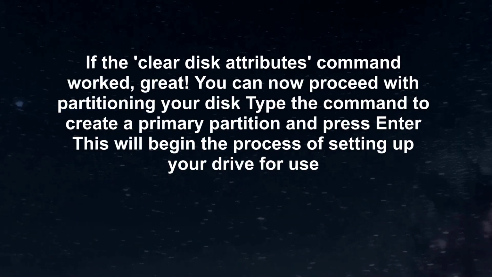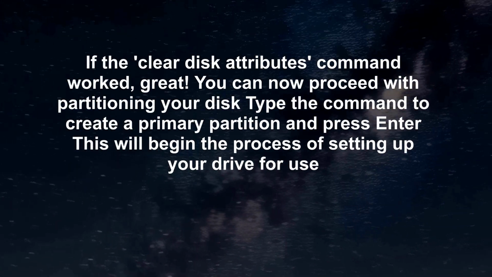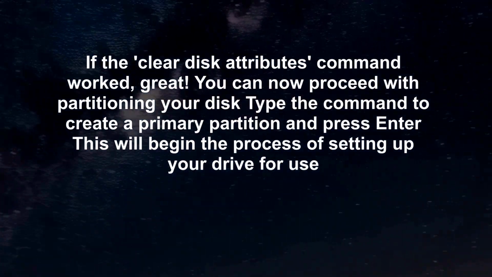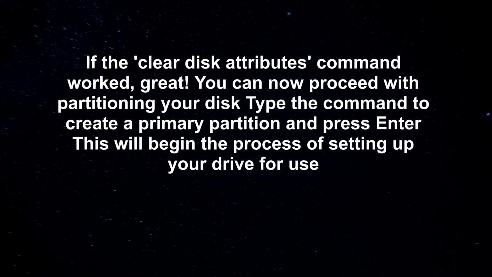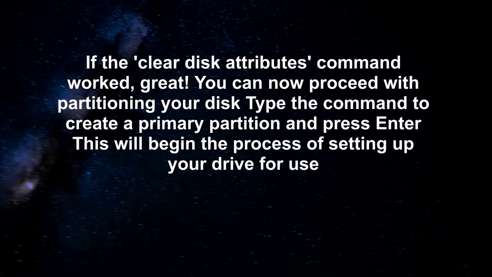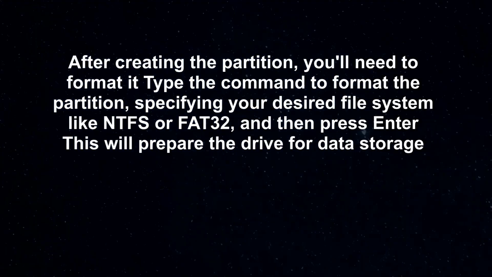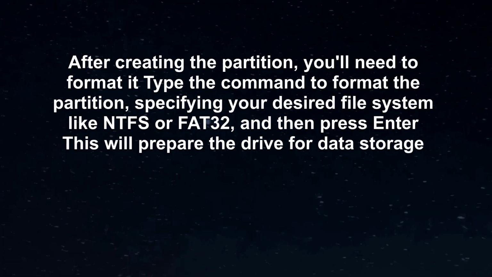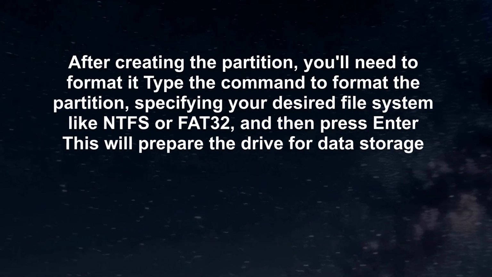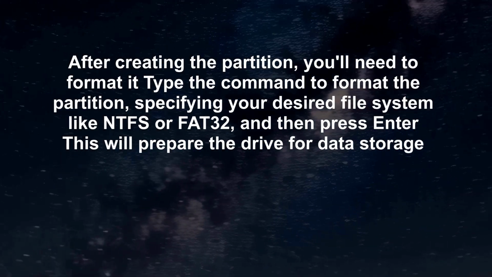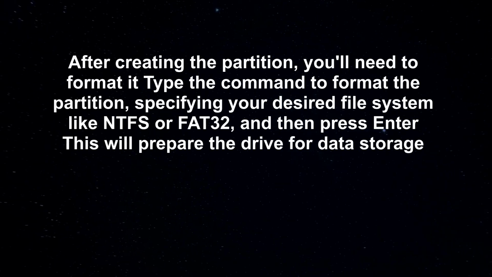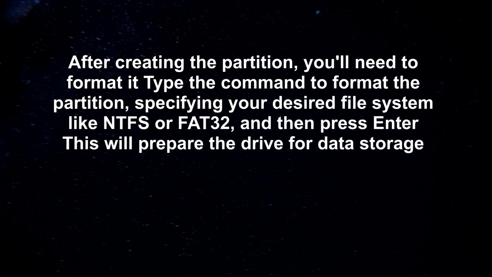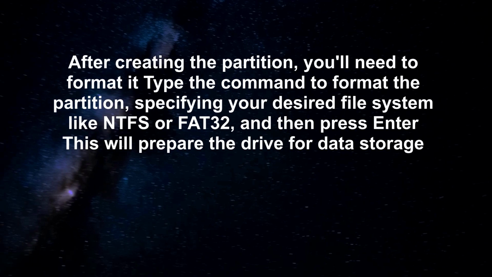If the Clear Disk Attributes command worked, great. You can now proceed with partitioning your disk. Type the command to create a primary partition and press Enter. This will begin the process of setting up your drive for use. After creating the partition, you'll need to format it. Type the command to format the partition, specifying your desired file system like NTFS or FAT32. And then press Enter. This will prepare the drive for data storage.